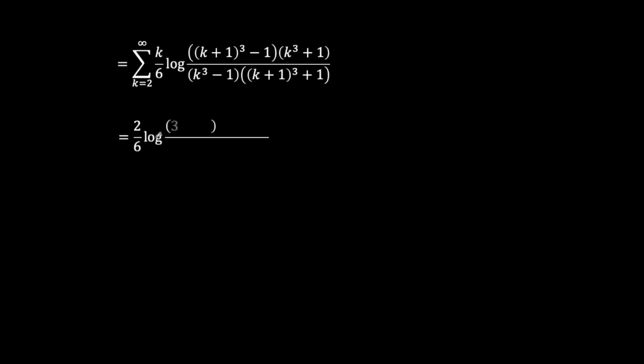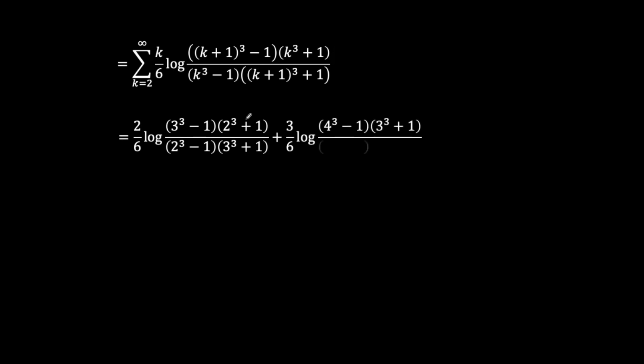Now, we can go ahead and expand it out. So from when k equals 2, we have 2 over 6 log, here we have 3 cubed minus 1, here we have 2 cubed plus 1, 2 cubed minus 1, 3 cubed plus 1, plus k equals 3 over 6, and so on and so on.